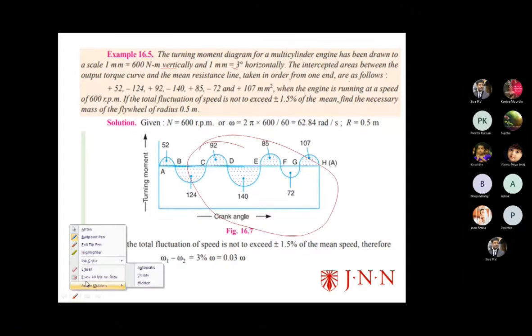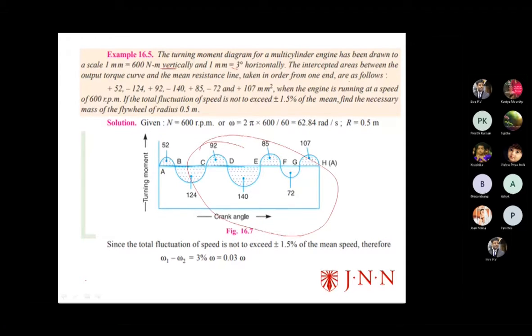This is what we already discussed in the previous problem. Plus or minus 1.5 percent means 1.5 above and 1.5 below, totally 3. So omega 1 minus omega 2 equal to 3 percent. The maximum fluctuation of speed does not exceed plus or minus 1.5 percent of the mean speed, mean speed being omega. So therefore 0.03 omega. So this is the concept.